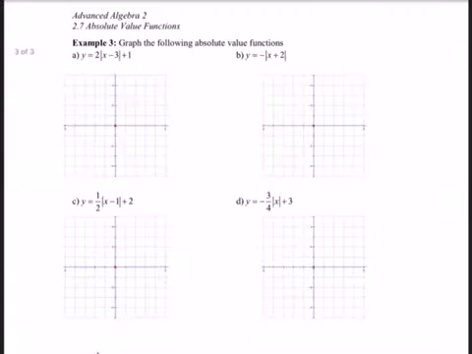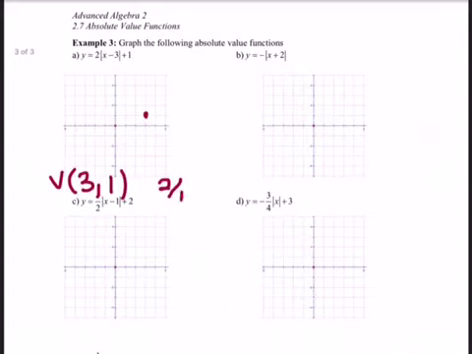So let's look at this part A. So I have a vertex here, h, k. It's minus 3, so it's going to be 3. k is 1. So my vertex is at 3, 1. My slope is 2 over 1, so I'm going to go up 1, 2, and to the left, and up 2, and to the right. So to the right, to the left, and I make my V. Okay, I'm going to do D, and I'm going to have you do B and C, and we'll compare your answers when you come into class.